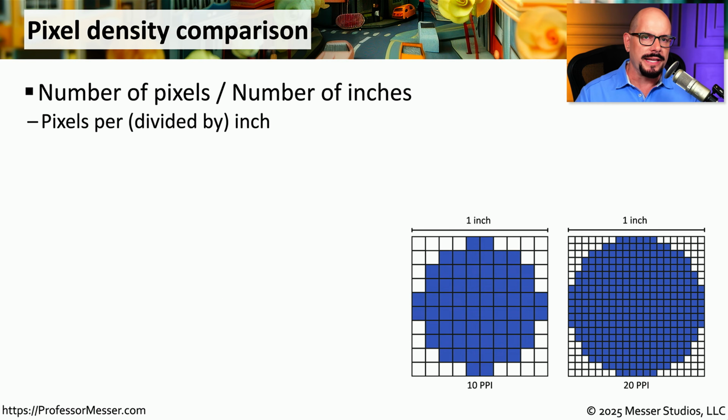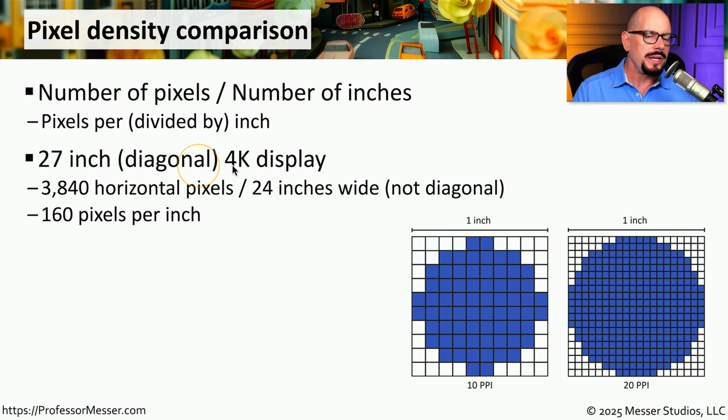If you wanted to calculate this, you could take the number of pixels and divide that by the number of inches. Obviously, if you are in a different part of the world, then that might not be the same measurements, but for the United States, we will use inches in this particular example. So let's take, for example, a 27-inch 4K display. This means the size of the display is 27 inches if you measure on the diagonal.